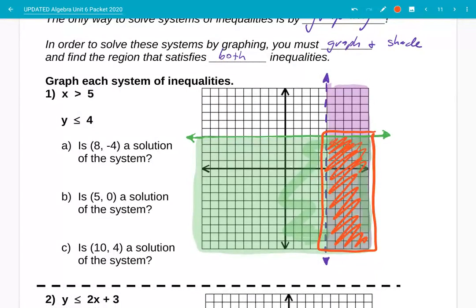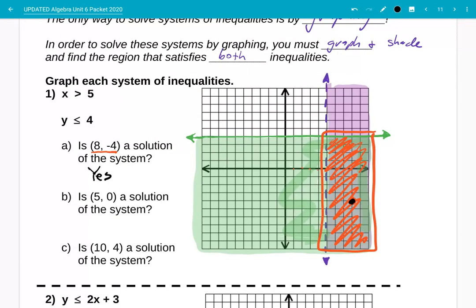So let's answer these questions. Is (8, 4) a solution of the system? Well, let's see. 1, 2, 3, 4, 5, 6, 7, 8, and 1, 2, 3, 4. That's this point right here. I'll do black. That is in the solution set. Yes, it's in that double shaded area.